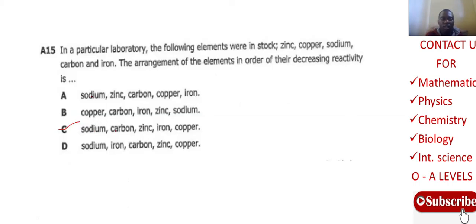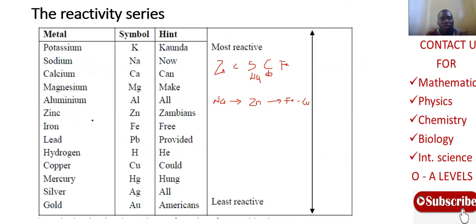Now here, we know I have to start with sodium. Now this one is sodium, iron, carbon, zinc, copper. Here, this carbon cannot be more reactive than zinc. That is just the way it is. So the best answer here was C. And I'm emphasizing, let us know the reactivity series.